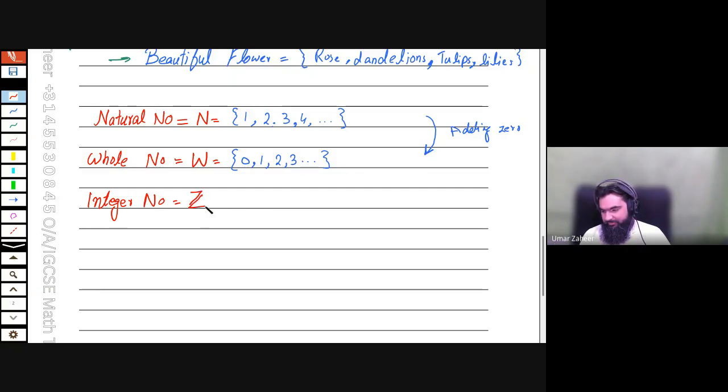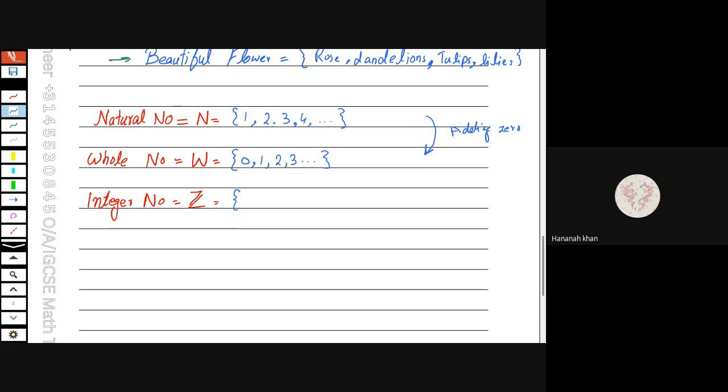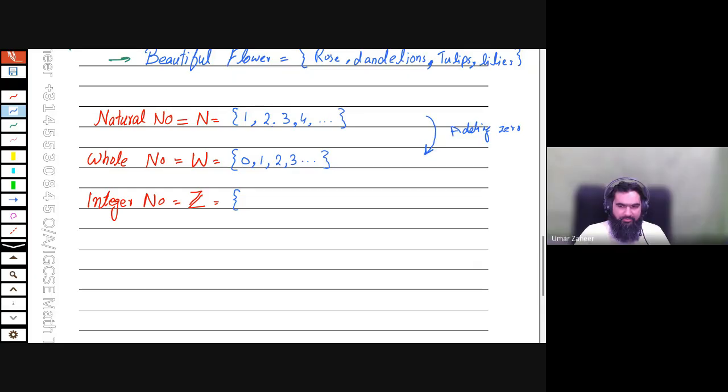All right, look at this one. In this set, the numbers start from negative numbers. Yes, Hanana, these are integer numbers that include negative numbers, zero, and positive numbers. So in integers we have all the numbers from negative infinity to positive infinity. We have to write it this way.